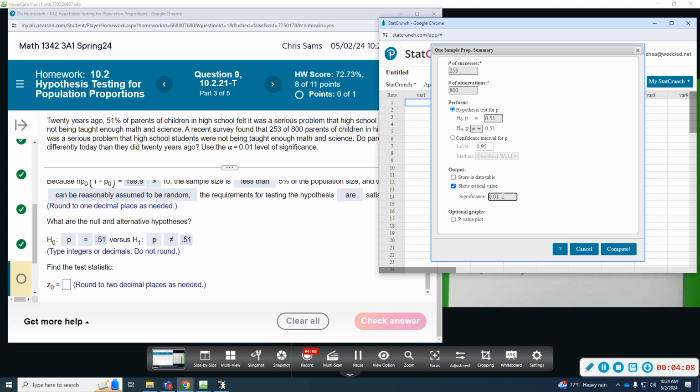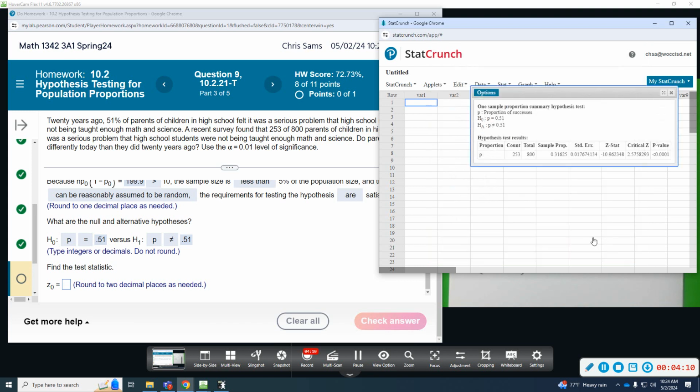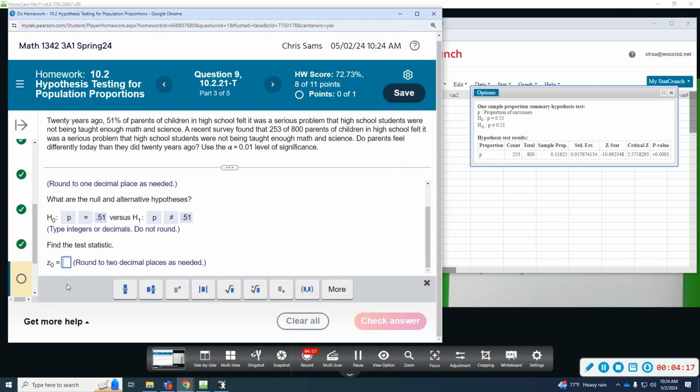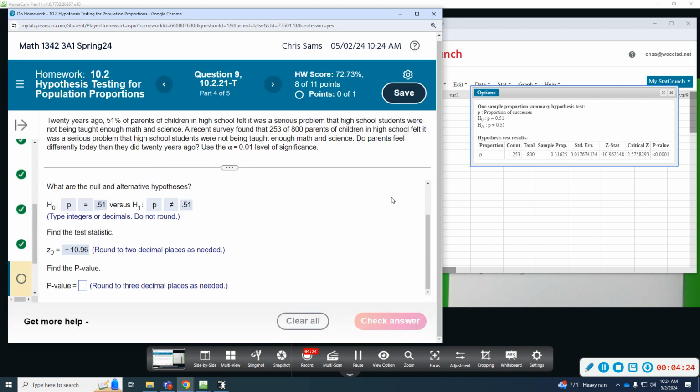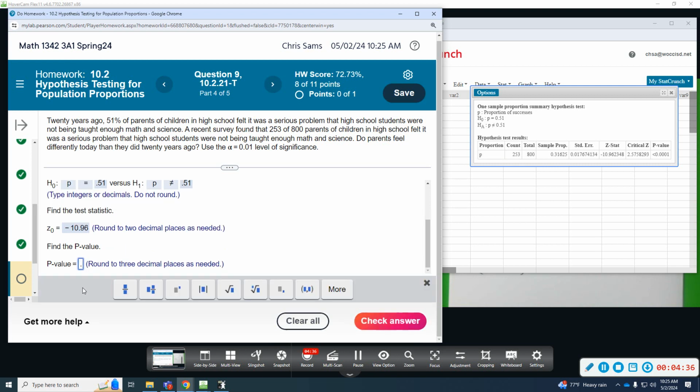Show the critical value and compute. Alright, so the Z-stat, negative 10.96. Negative 10.96. So really, really small number. And then the p-value associated with that, it just says it's less than 0.0001. So round to 3 decimal places. So we want to just say 0.000 because the 3 decimal places we get are zeros. So we just say 0.